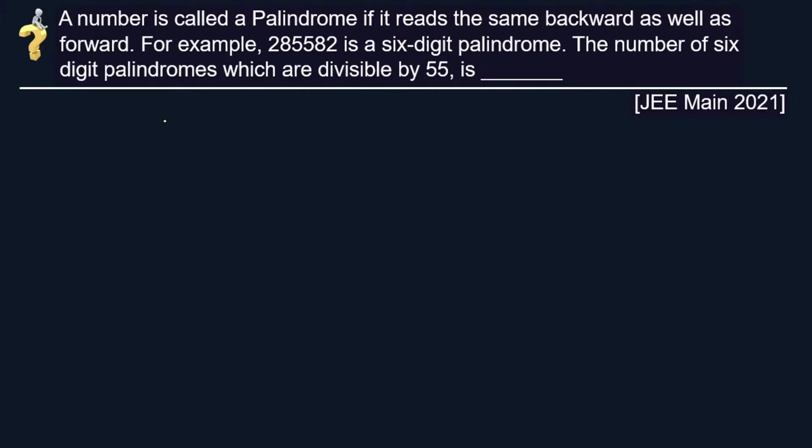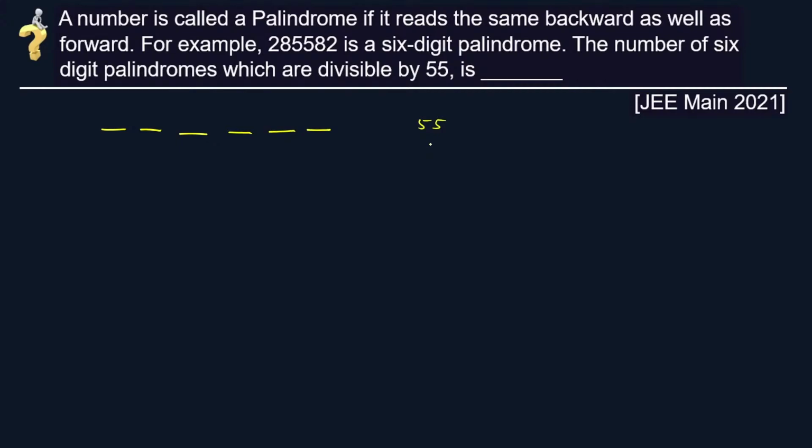It is saying that first the definition is given. A number is called a palindrome if it reads the same backward as well as forward. For example, this is a given 6-digit palindrome. Now, the number of 6-digit palindromes which are divisible by 55.